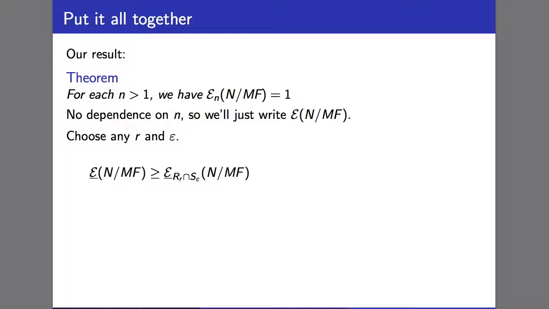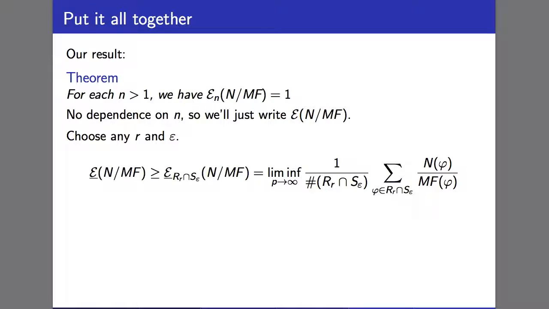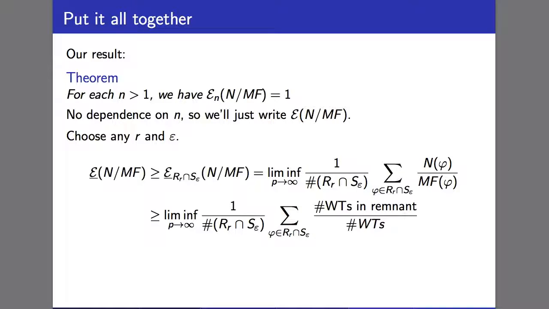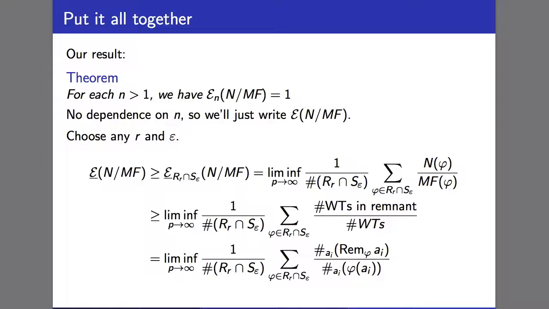This is true because we just showed that these sets are both generic. And so the expectation you can just measure on the generic set. This is the definition of the expectation. We talked several times about this ratio being greater than or equal to this ratio. The number of Wagner tails inside the remnant is just equal to the number of AIs inside the remnant, and the total number of Wagner tails is this number of AIs, right?